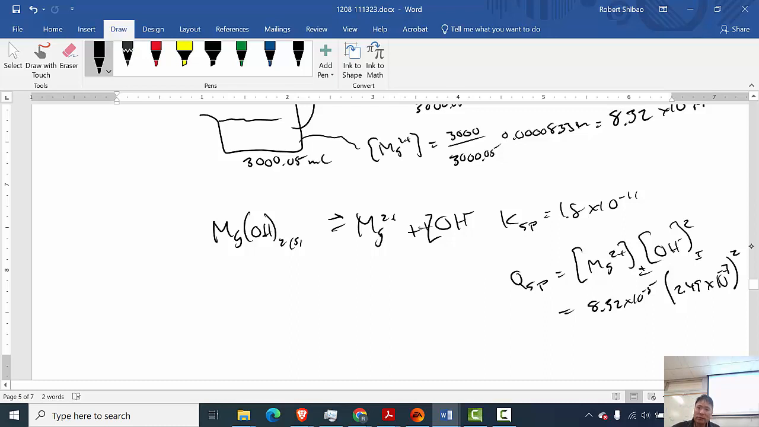Times 2.49 times 10 to the minus 7, squared. And so I get a QSP of 5.16 times 10 to the minus 18. So what I see is that QSP is less than KSP, so no precipitate forms. Okay, I'm going to have to add some more whatever to get things to precipitate here.